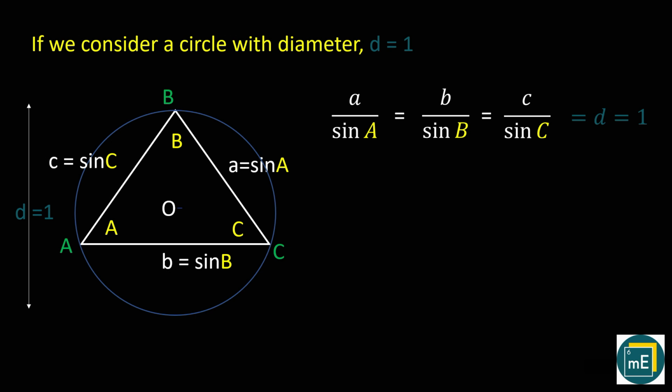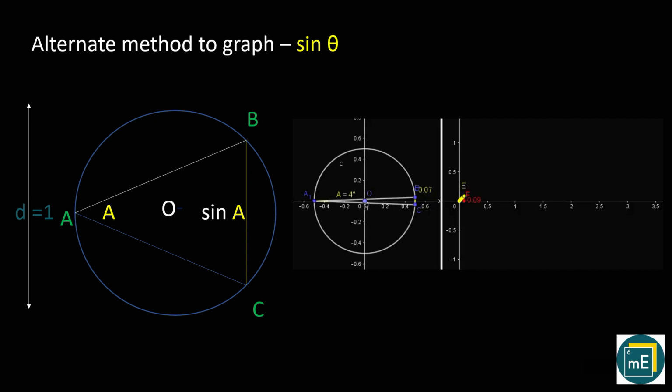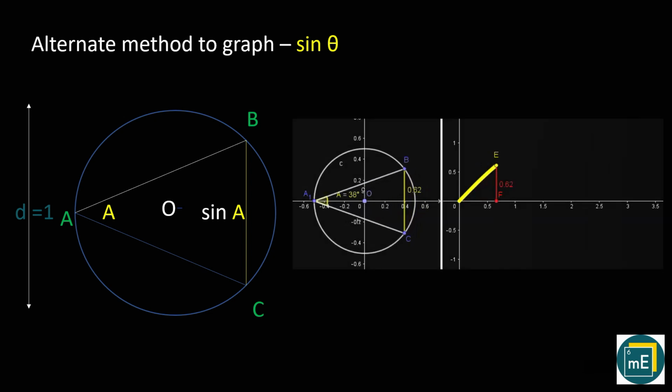This is another beautiful way of visualizing sine of an angle. If an angle is represented by an inscribed angle A in a circle of diameter unity, then sine of that angle A follows the variation in the corresponding chord BC. So we can graph sine of angle A in an alternate way.